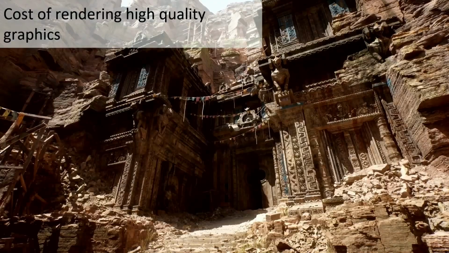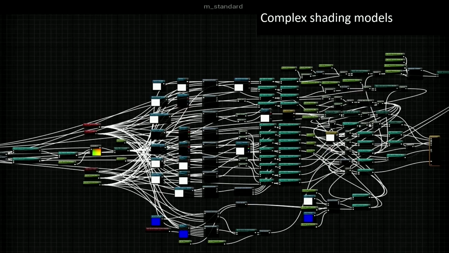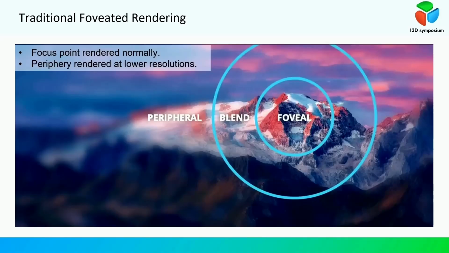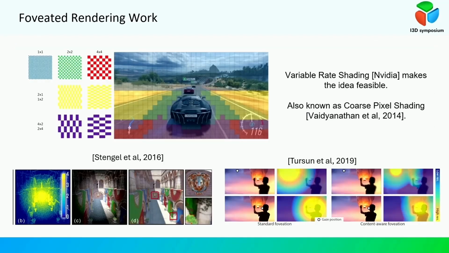So let us begin. Generally speaking, computing high-quality graphics takes tremendous amounts of computational power, be it rendering textures, casting shadows, simulating cloth movements, or simply computing the complex shading models. The costs add up exponentially. One way to combat these costs is the idea of foveated rendering, where everything within the user's fovea gets rendered at high quality, but everything in the periphery is instead rendered at lower resolutions.